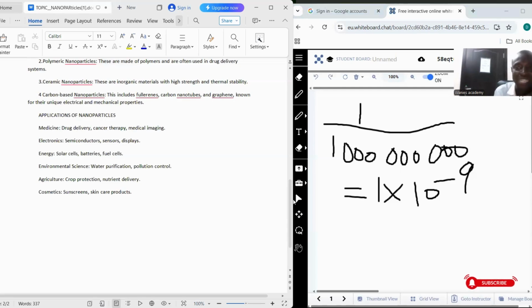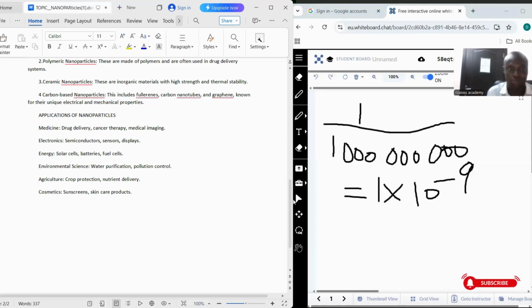Then in environmental science, nanoparticles are mostly used for water pollution control, and they are also used for water purification. So for environmental science, nanoparticles also have a very relevant application. They are used for purification of water and for control of pollution.